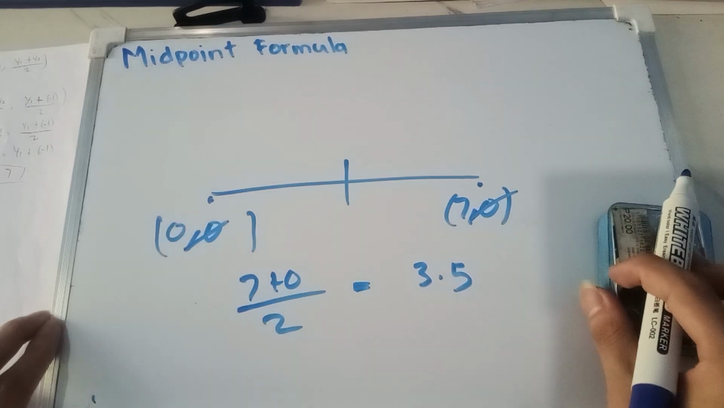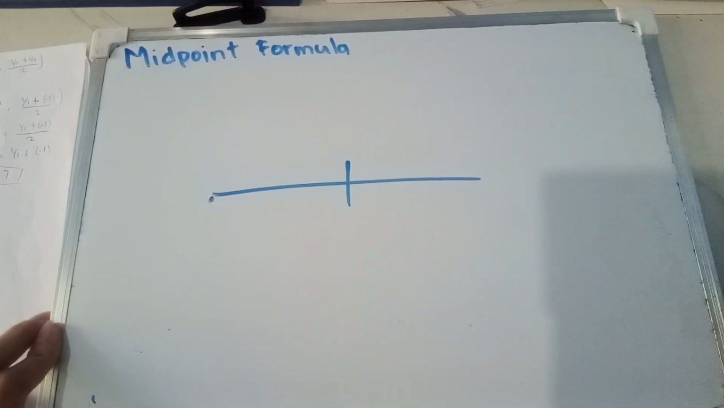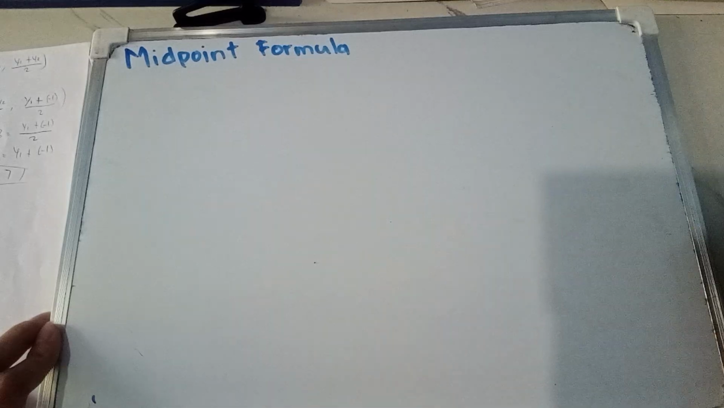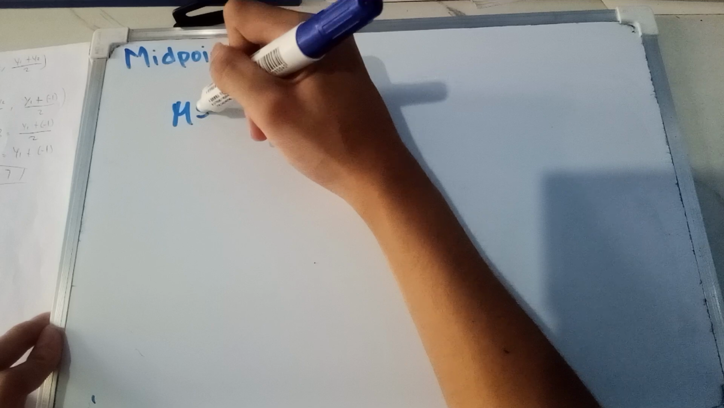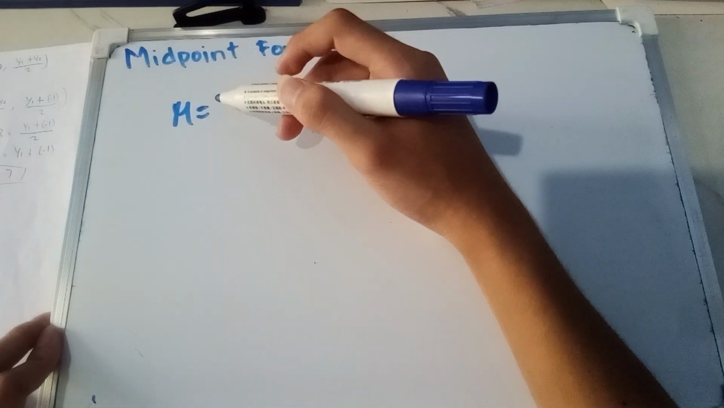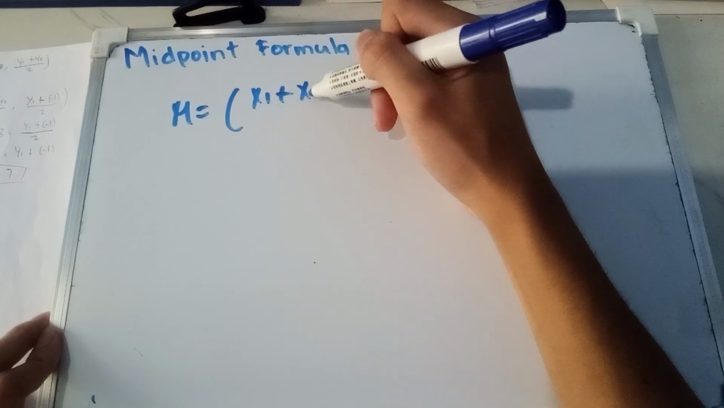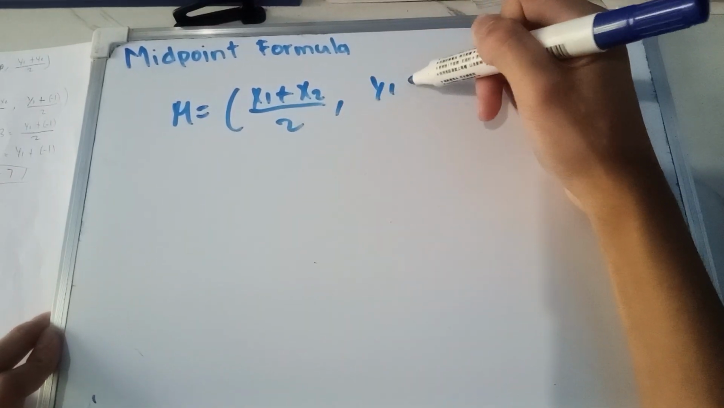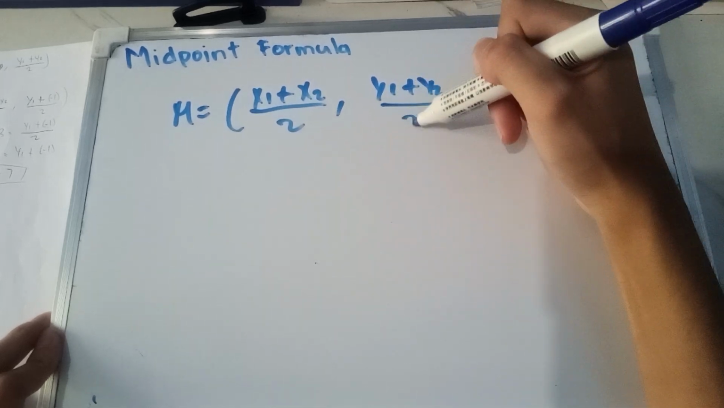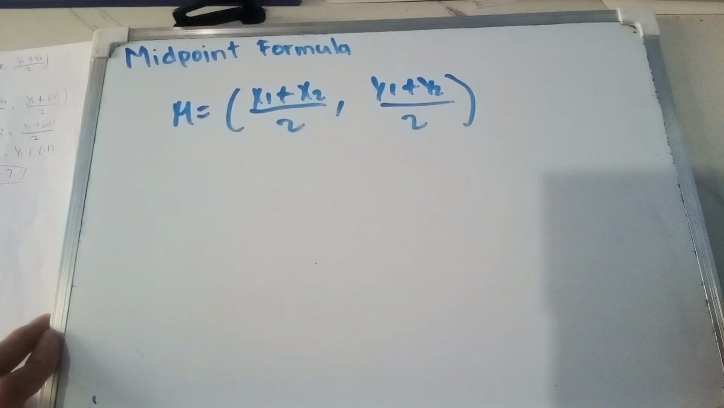But what if we have two components, which are x and y? Now we use the midpoint formula, which is x sub 1 plus x sub 2 over 2, same concept as before, then y sub 1 plus y sub 2 over 2. So how do we apply it?